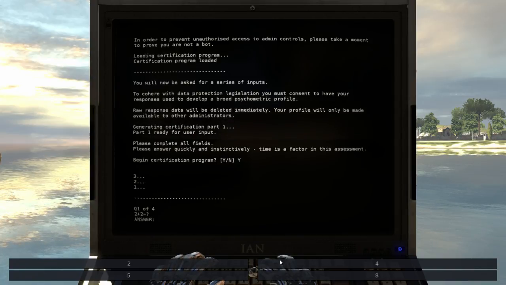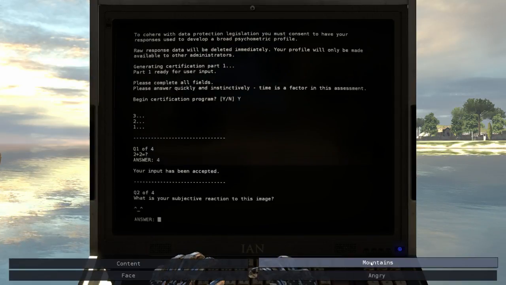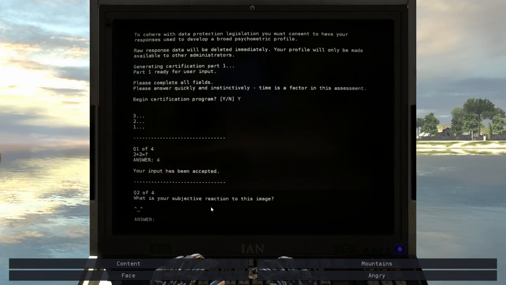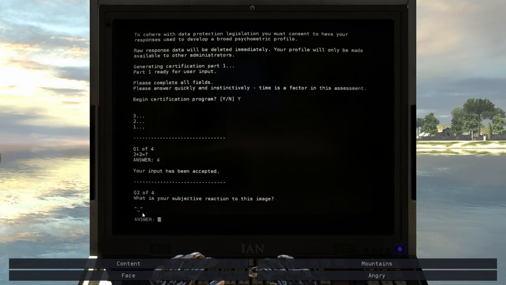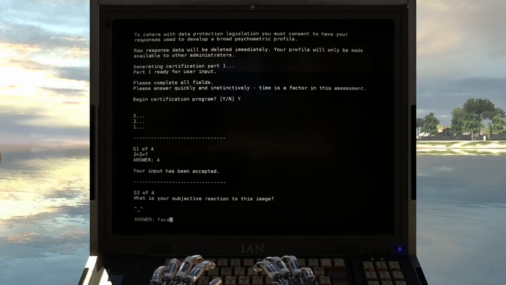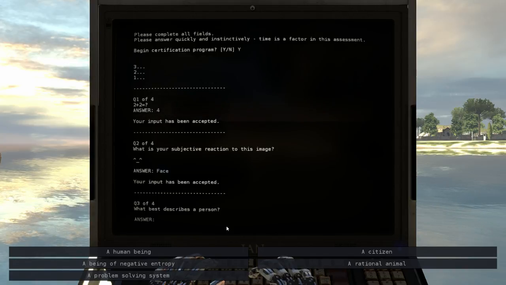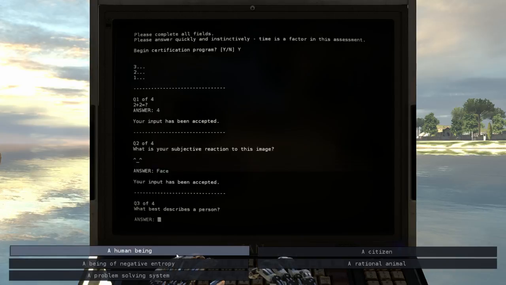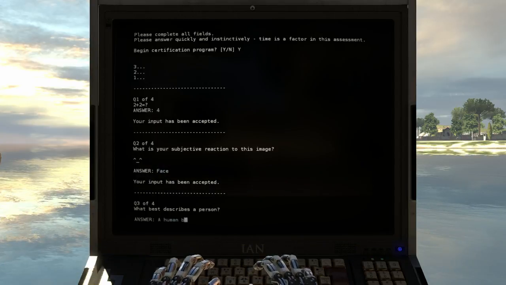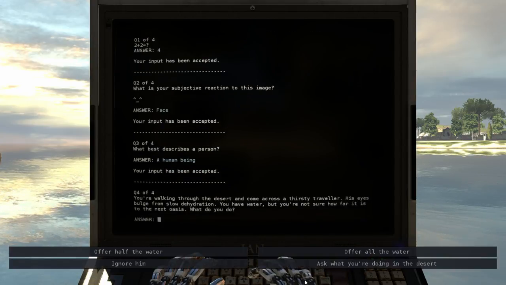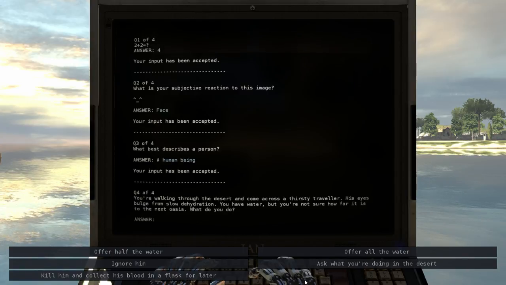Question 1. 2 plus 2 is 4. That's not really a good robot. Okay, what is your subjective reaction to this image? There's a face. There's a face. The input has been accepted. What best describes a person? A human being. That's probably the best.